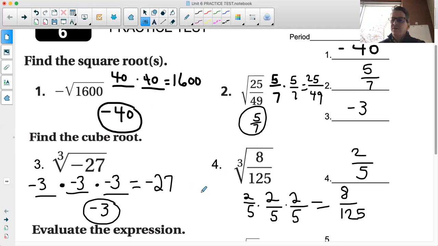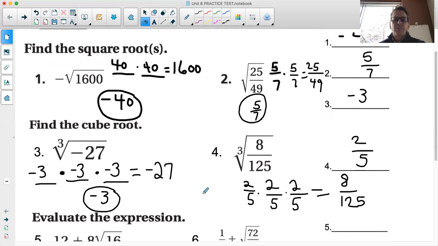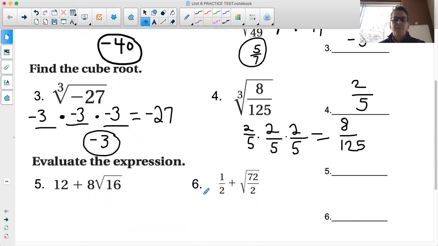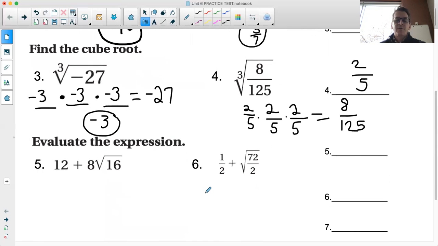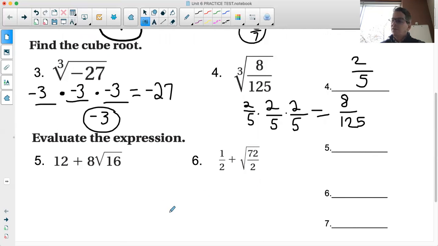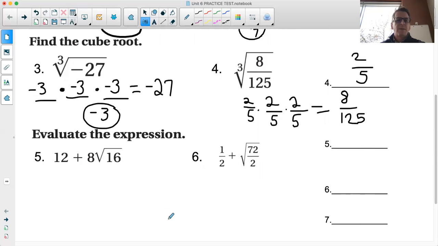Okay, moving along to numbers 5 and 6, 7 and 8, evaluate the expression. Look for perfect cubes, look to simplify if you can underneath the radical, and simplify all your perfect cubes and perfect squares as you go forward here. There's only 4 of these.